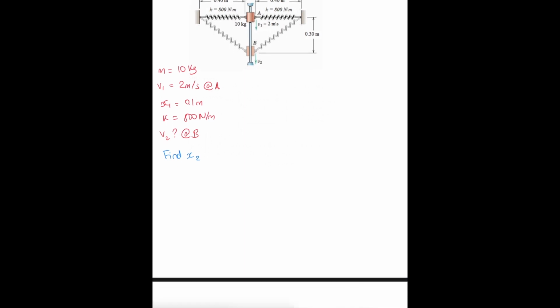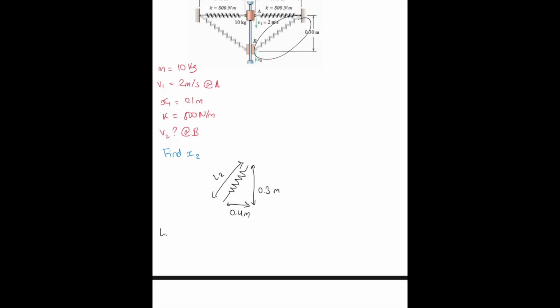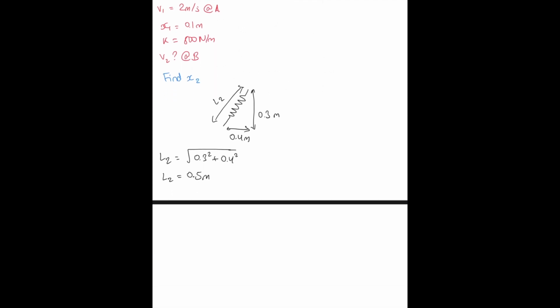So if we look at our spring over here, we know that the length here is 0.3 meters, and we know that this length over here is 0.4 meters. So this length, let's call it L2, is going to be equal to the square root of 0.3 squared plus 0.4 squared. That's just Pythagoras. It's going to give us 0.5 meters.